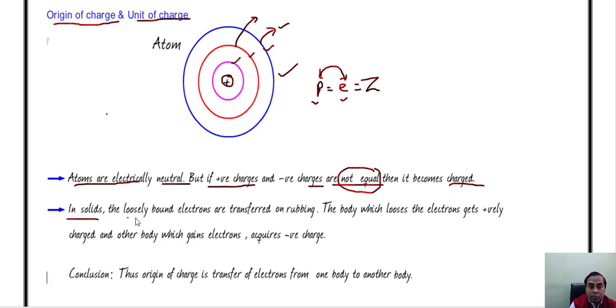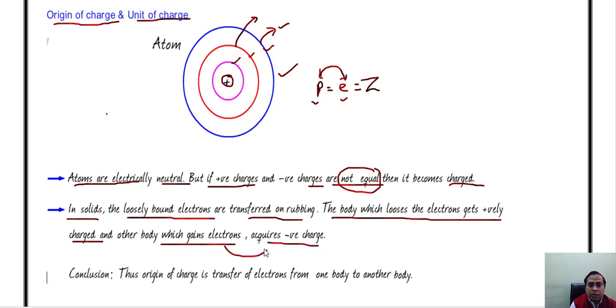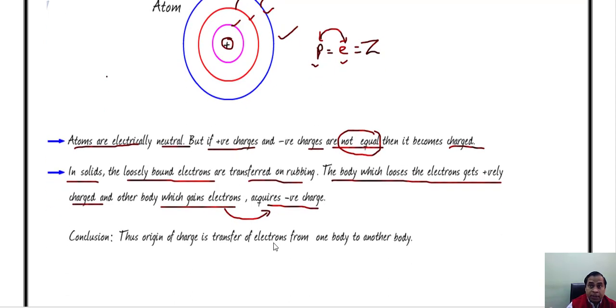In solids, loosely bound electrons can be transferred on rubbing. Usually you notice that when you rub two different types of surfaces, the charge of one body gets transferred to the other body. The body which loses electrons gets positive charge, and the other body which gains electrons acquires negative charge. It's because electrons are negative charge, so the body gaining them is bound to get negative charge. The other body which has given up electrons will lose some negative charge, so the positive charge will dominate.